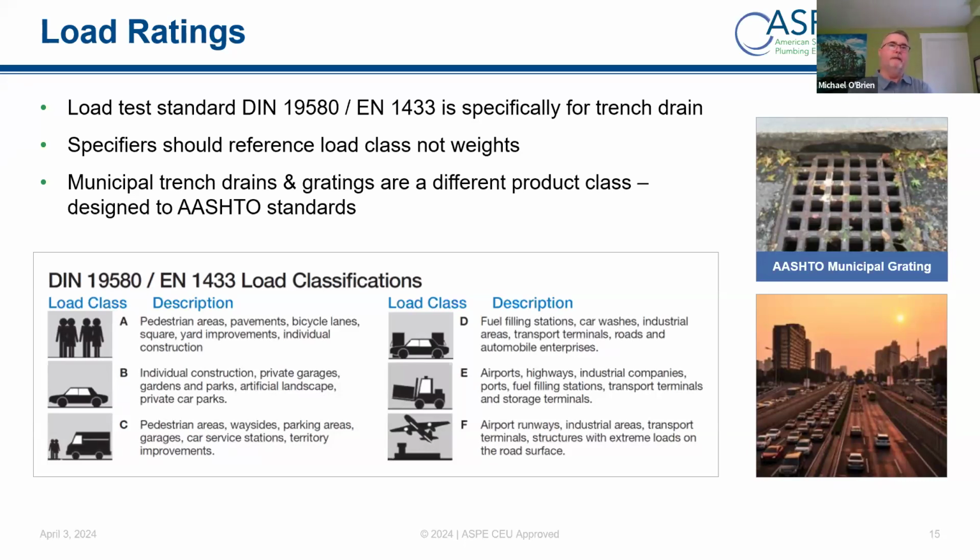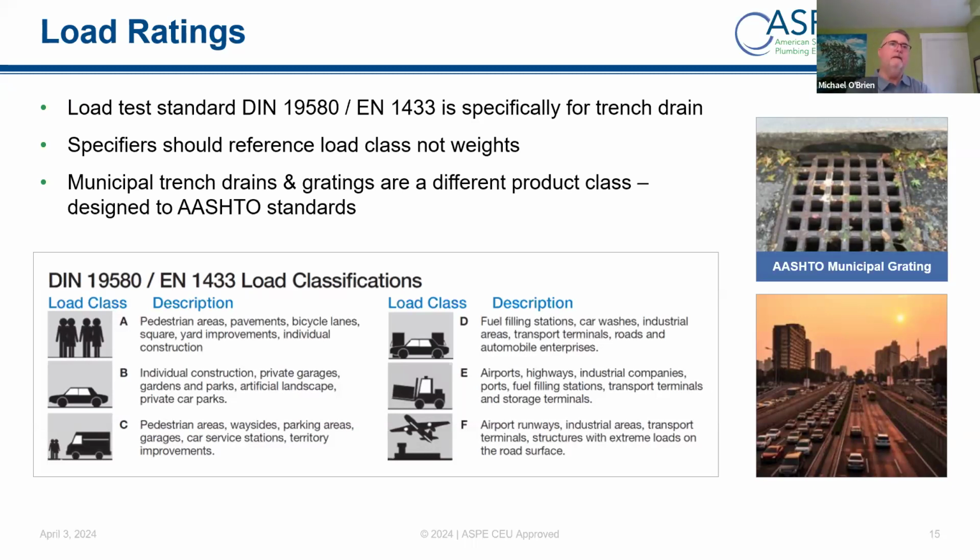Load class A, pedestrian areas, bicycles, where people are walking. There is B, which is private garages, gardens. If you had a trench drain in front of your garage, for instance, a class B would be fine. Unless you had a motorhome or something like that, you may want to go to class C, and then D, E, and F. I often see people looking for class E grates inside a facility because it's considered extra heavy duty.